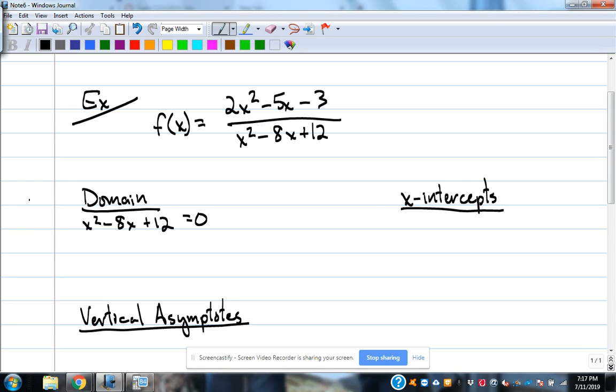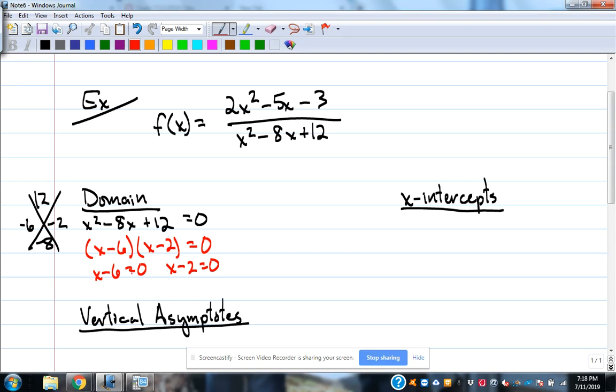So x method, multiply to be 12, add to be -8, that's -6 and -2. Because there's a 1 in front of x squared, we can go x minus 6, x minus 2, and set each of those equal to 0. We know x cannot be 6 and x cannot be 2 out of that. So that helps us in the denominator have the factored form x minus 6 and x minus 2.